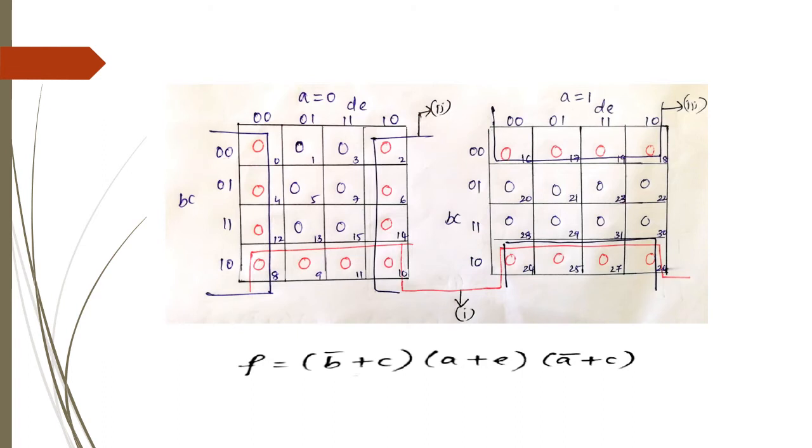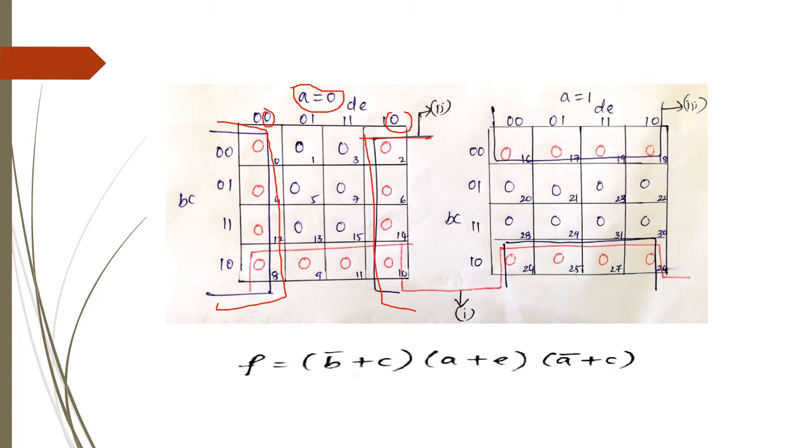Similarly, I can group this with this. That can be considered as the second grouping. So what I'm going to get: A is 0, so I write A directly, plus you have this particular term, which corresponds to E. So I can write it directly as A plus E.